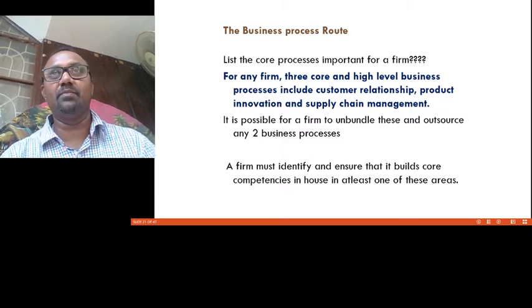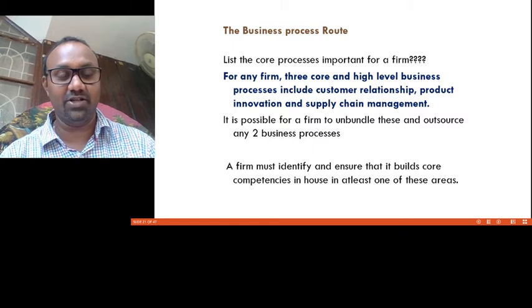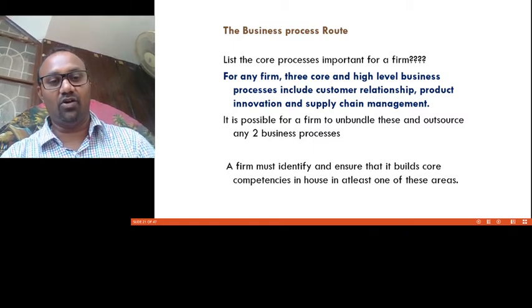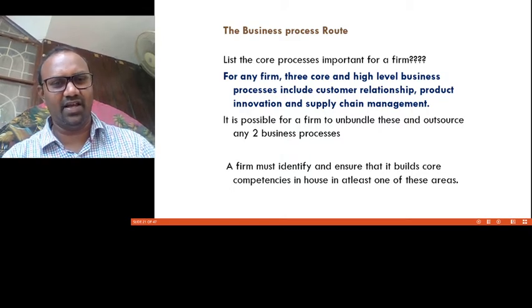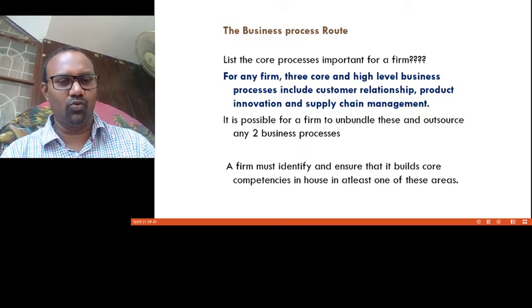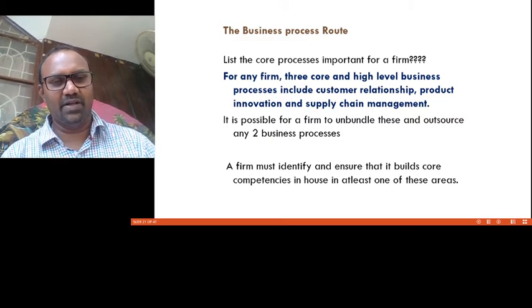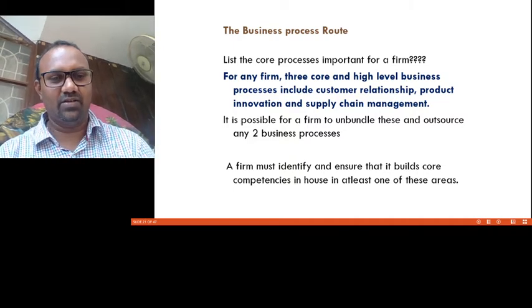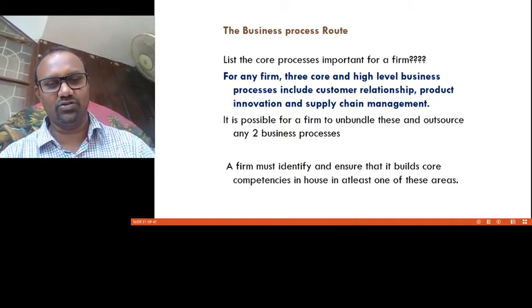should be your forte rather than giving it to an outsourcing partner. And thirdly, you must be able to establish a very good supply chain management, and that should be under your control. So, is it possible for a firm to unbundle these and outsource any two business processes? So, these three are very important. But what is suggested is a firm should retain one or two and then try to outsource as many as possible to other third party vendors and other outsourcing partners.